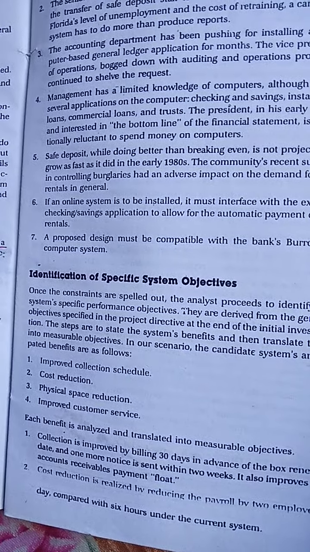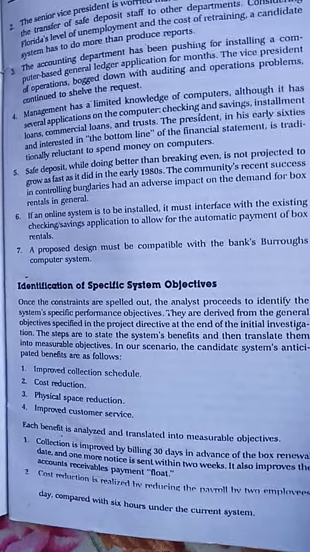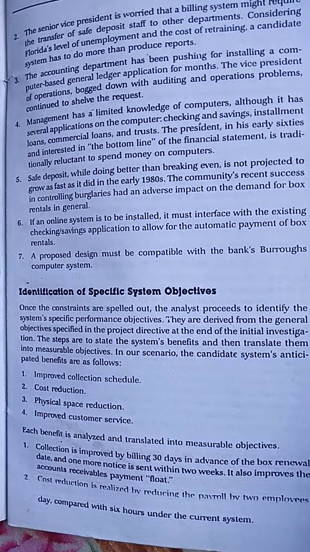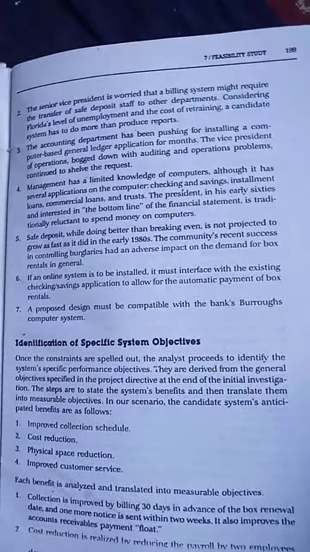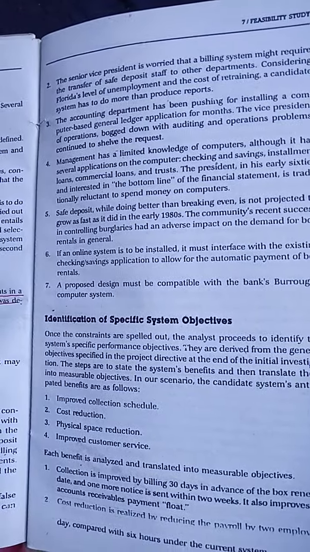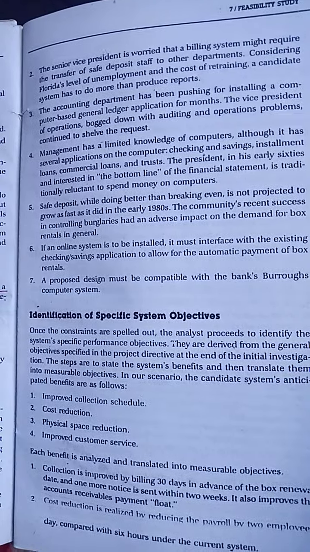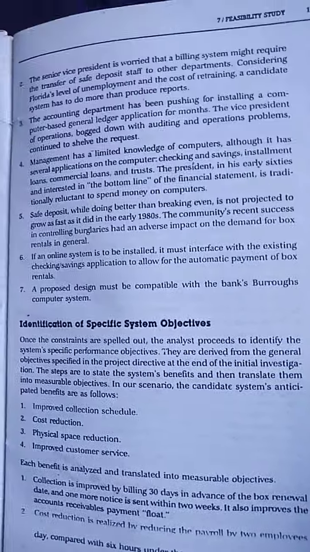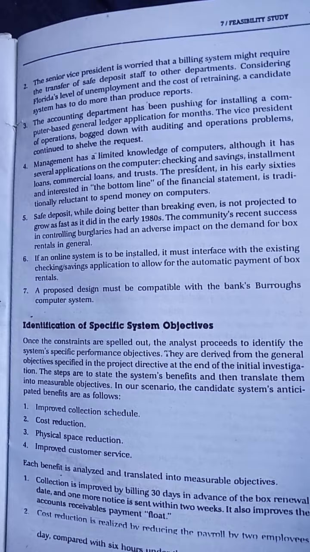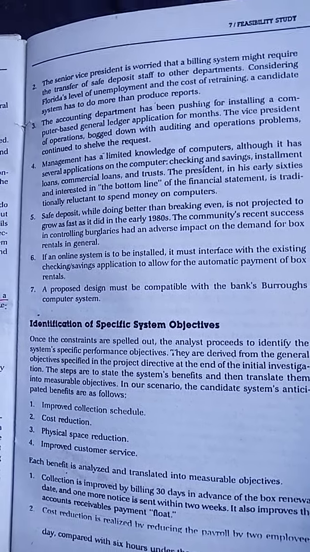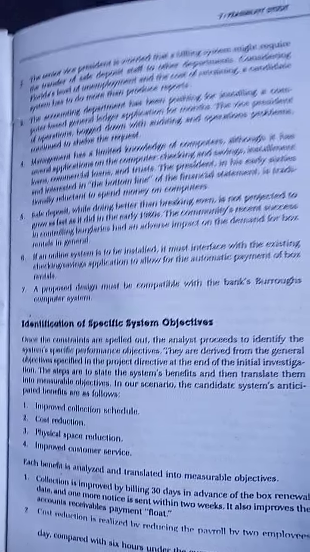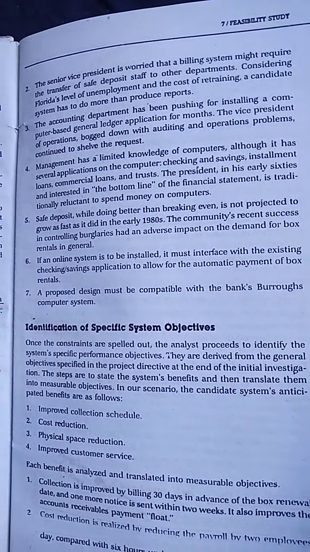Identification of specific system objectives. All the constraints are spelled out. They are analyzed, and we proceed to identify the system's specific performance objectives. They are derived from the general objectives specified in the project directive at the end of the initial investigation.